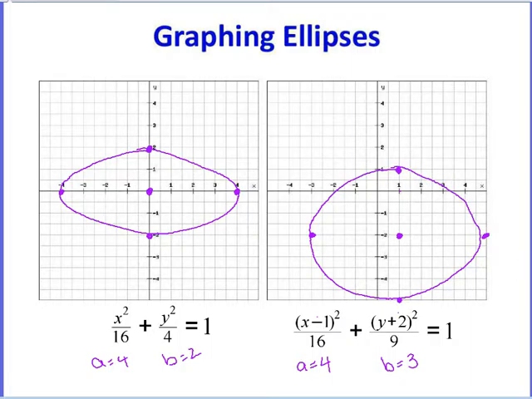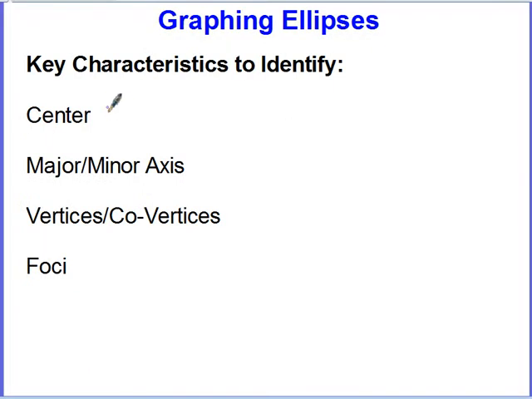Okay, so let's look at key characteristics for the ellipse. The center, just like it was for the circle, is (h, k). It's the opposite of whatever is in parentheses. Then we have something called the major and minor axis.